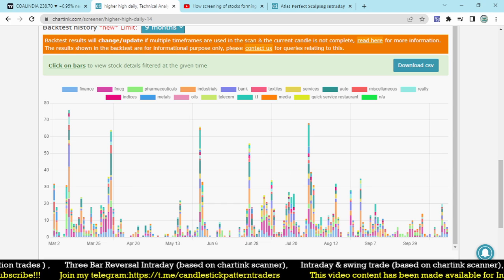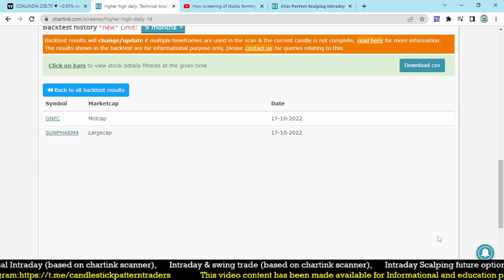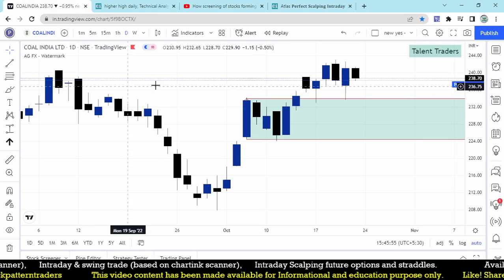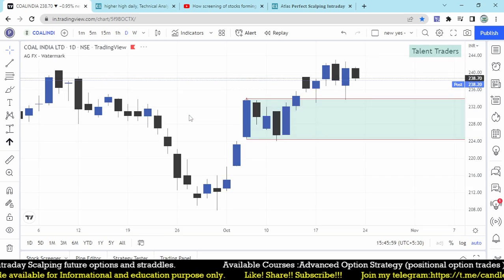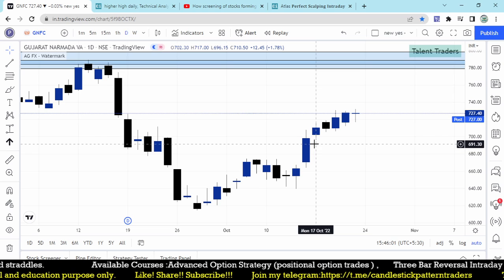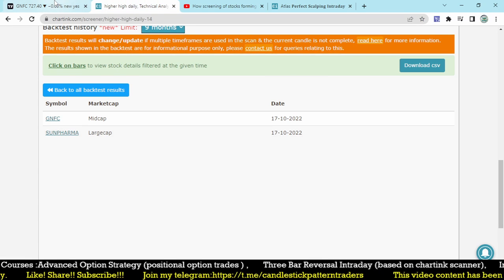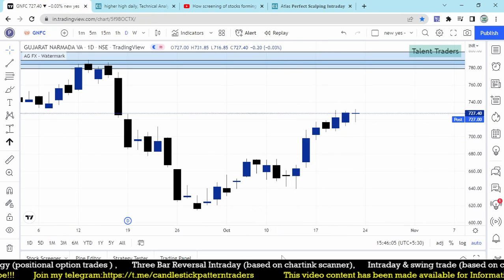So let's look at the next, any other opportunities. GNFC and Sun Pharma. Let me go for GNFC. So this was working well on 17th. Yes, these are the two stocks which happened on 17th.